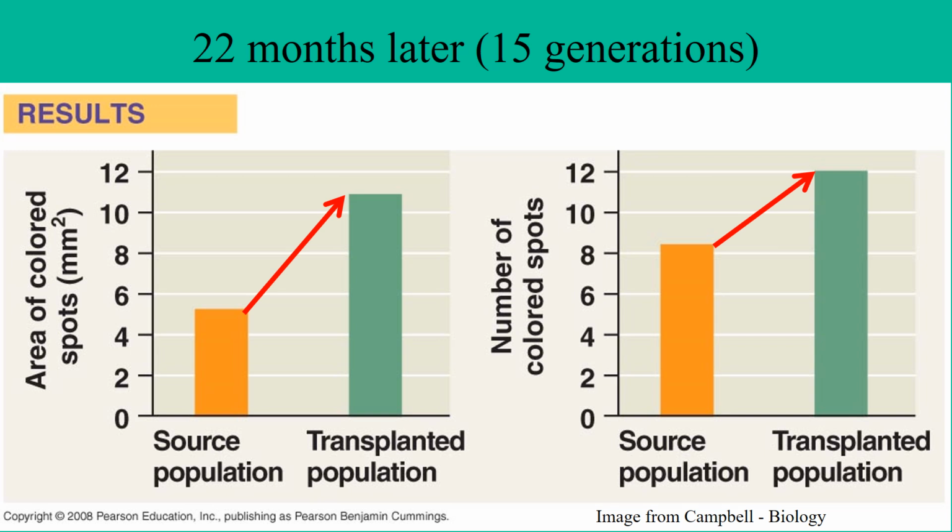And the number of colored spots, they went from having on average 8.5 spots to the transplanted population having 12 spots. So this shows rapid evolution in a 2-year time period. A lot of times we think of evolution as, oh, it takes millions and millions and millions of years, but there's a lot of cases of evolution in action where you can actually see evolutionary change take place over relatively small periods of time because of dramatic differences in survival or dramatic differences in reproduction.